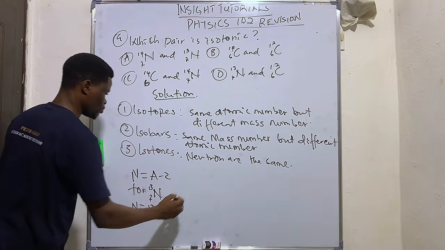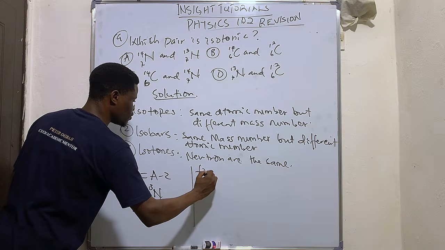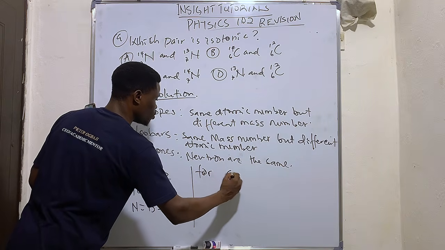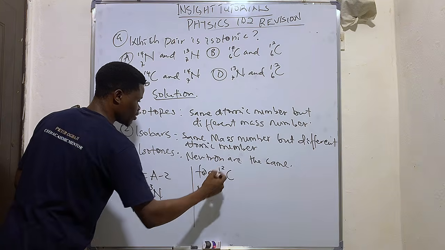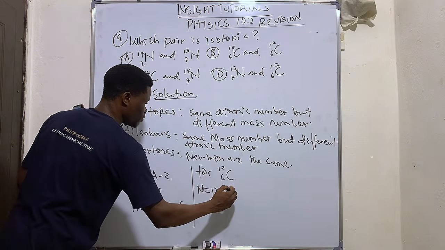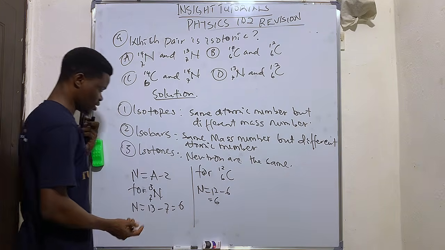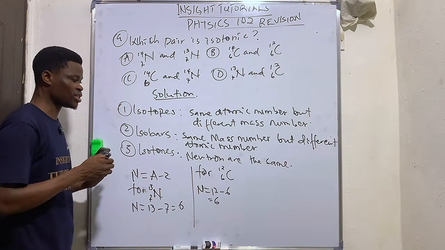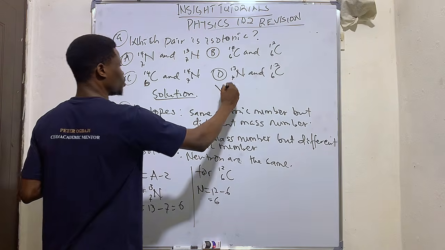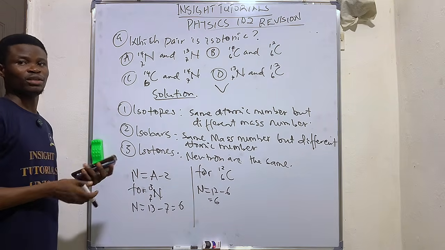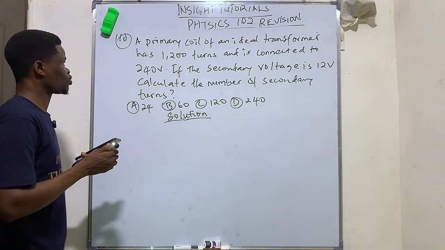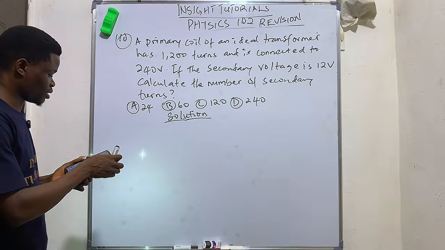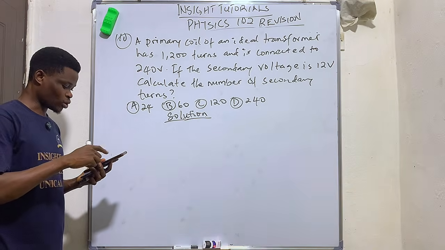For the carbon with 12, the mass number is 12, the atomic number is 6, and the neutron number is 6. If you notice 6 and 6, this is the only option that is isotonic, when the neutrons are all the same. Hope you get that.